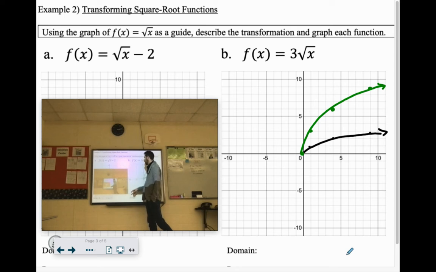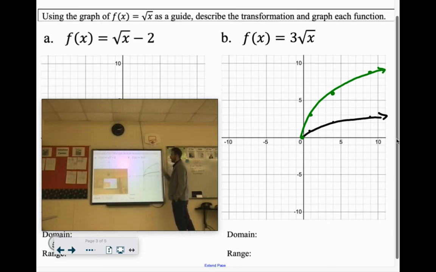Nice. All right. Let's get the domain and range. So while I have the video here, we'll do the domain and range for B. It's the same. It starts at 0, goes to the right, and goes up. So it's the same as the parent function, where it's 0 to positive infinity for both of them.